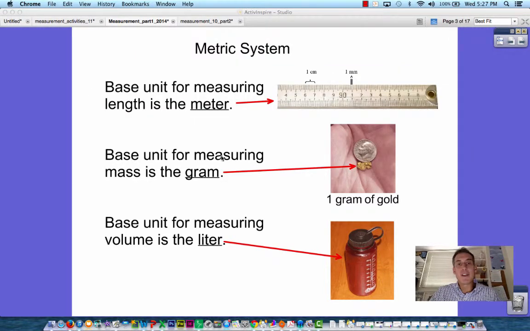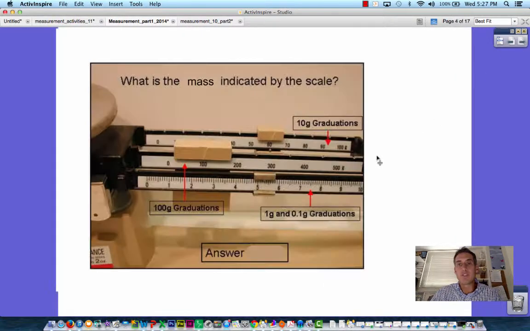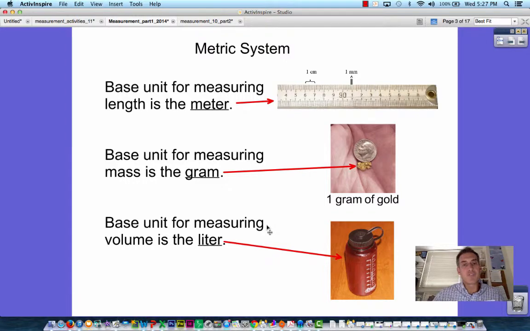The base unit for measuring mass is the gram. So here's 1 gram of gold, and to scale, you can see that it's next to a dime there. Of course, in the lab, we use our triple beam balance to measure grams, and our base unit for measuring volume is the liter.